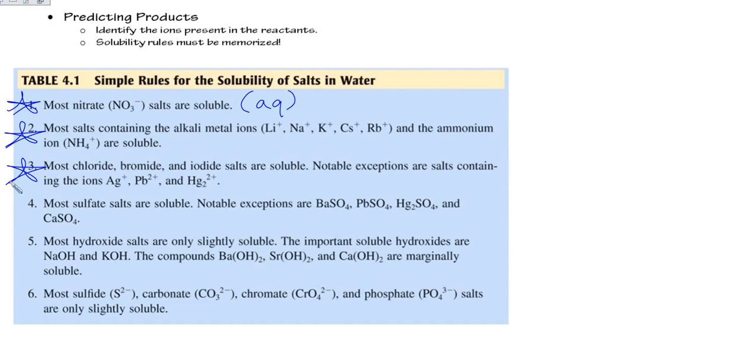In most double replacements, one of your products is aqueous and one of your products is a solid precipitate. So if you know the common soluble compounds, the other one must be the precipitate.